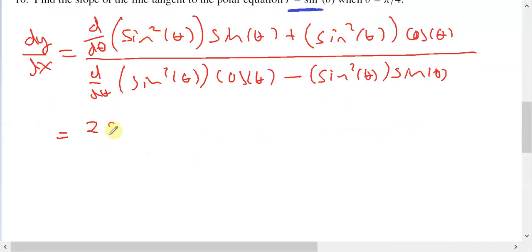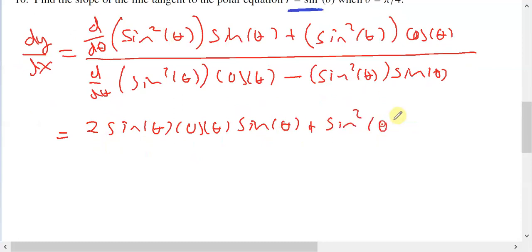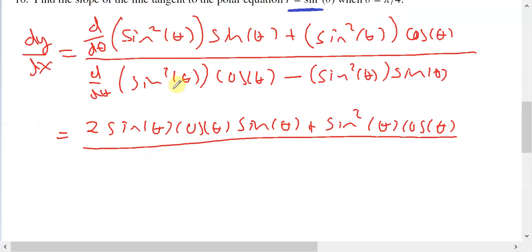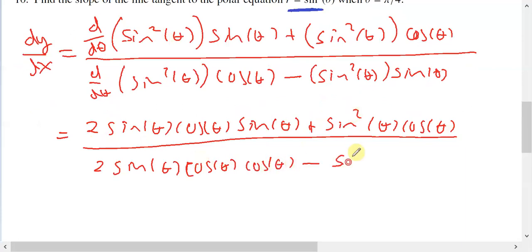So it's going to be 2 sine theta cosine theta times sine. And then this is just sine squared cosine theta. And in the bottom, I've got 2 sine cosine theta times cosine minus sine squared times sine.